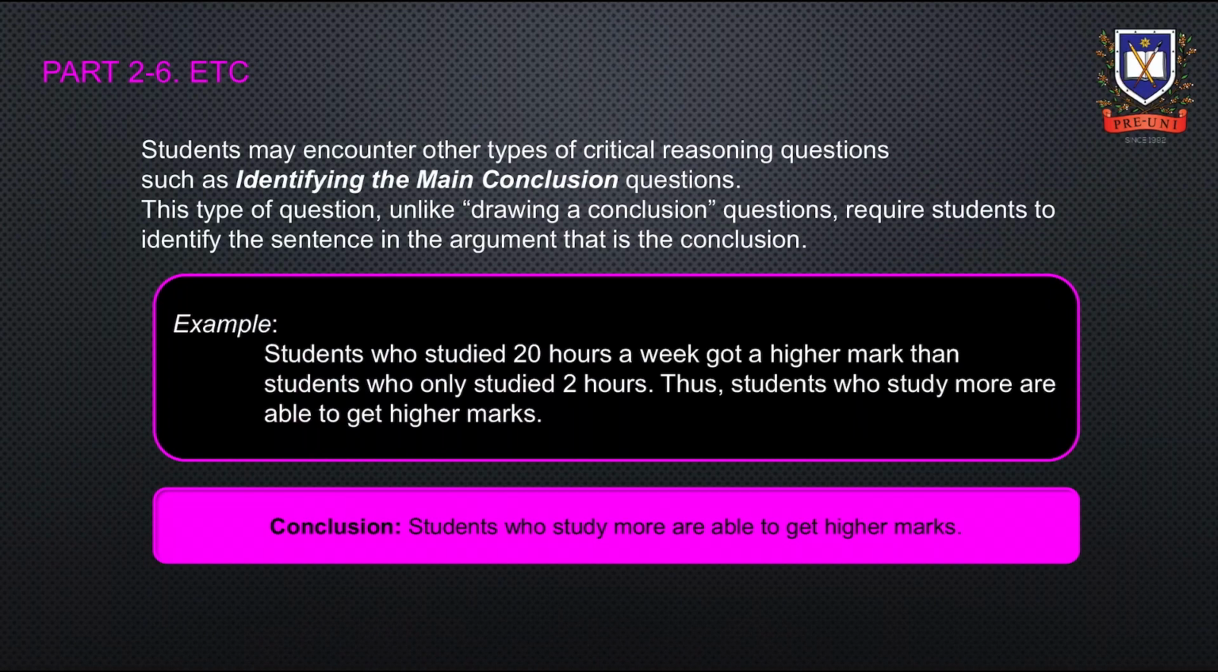Let's look at a simple example of identifying the main conclusion questions. Students who studied 20 hours a week achieved a higher mark than students who only studied 2 hours. Thus, students who study are able to get higher marks. The main conclusion is the last sentence of the argument: students who study more are able to get higher marks. We did not have to extrapolate this from a number of premises, but we simply had to identify what the conclusion is in a given argument.